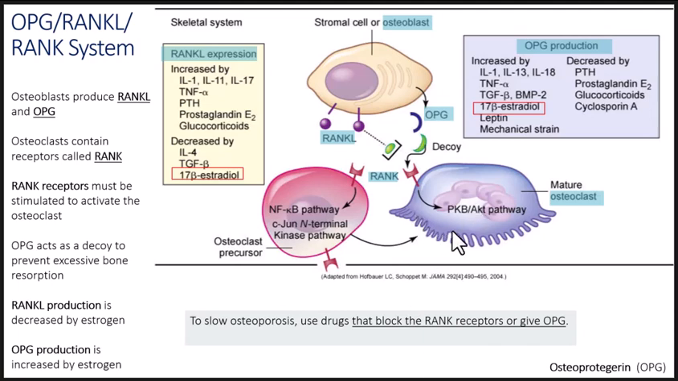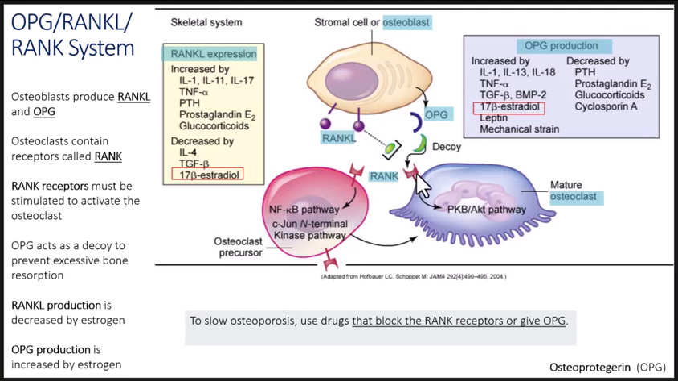Now, osteoclasts, and here we have a mature osteoclast. This is an osteoclast precursor that will mature into a mature osteoclast. Osteoclasts, the bone resorbing or bone breaking cells, possess a receptor called RANK. This RANK receptor is designed for RANKL, the cytokine that's produced by the osteoblast. So the osteoblast will produce RANKL.